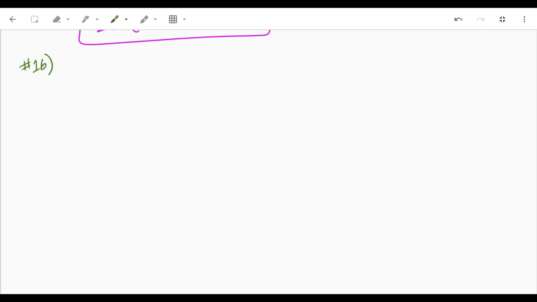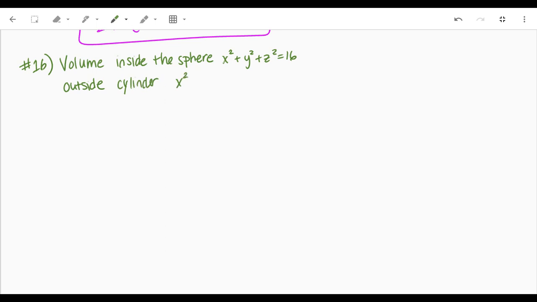This one gets a little trickier, but you just got to kind of think about it. We want the volume inside the sphere, x squared plus y squared plus z squared equals 16, and outside the cylinder, x squared plus y squared equals 4.